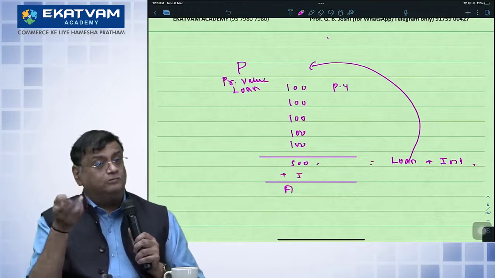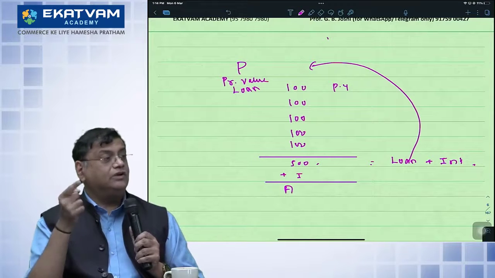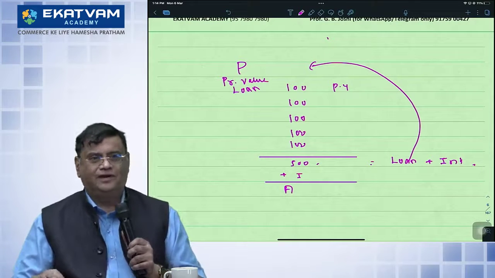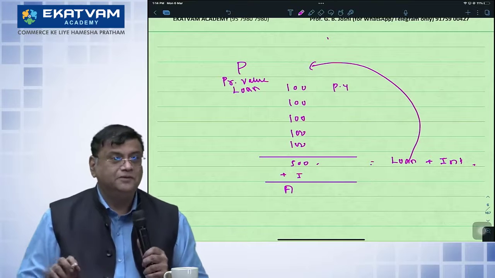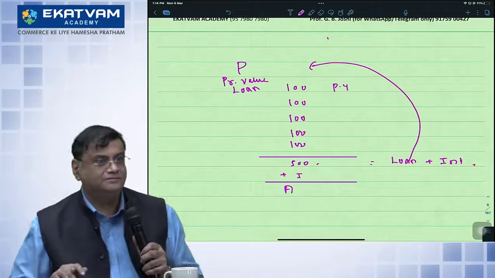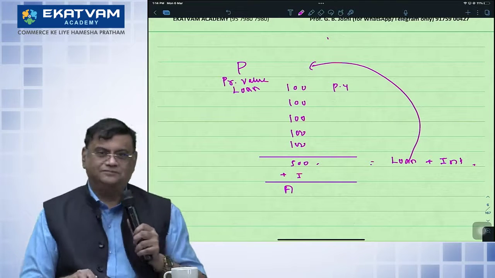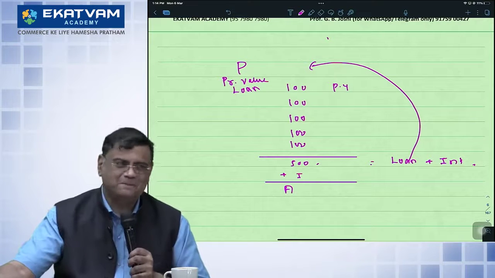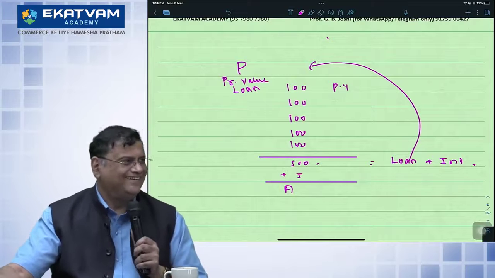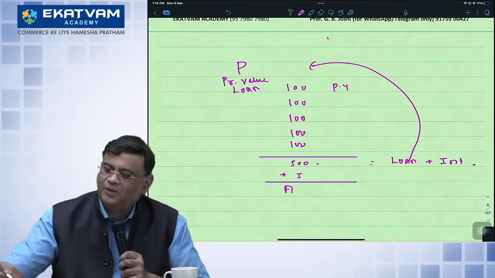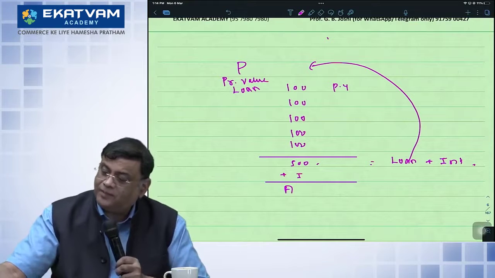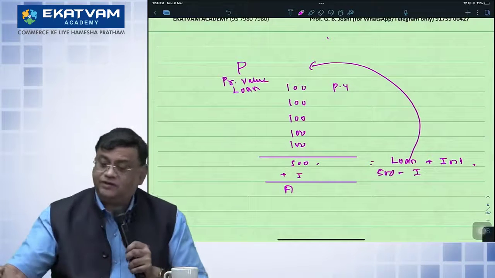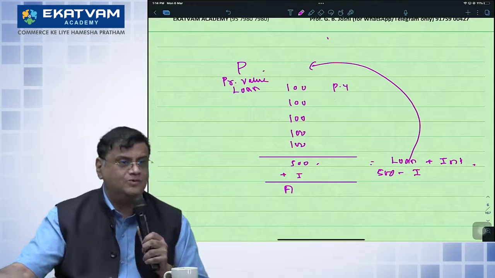500 you are repaying loan plus interest. That means your loan amount plus interest thereupon, that total is 500. So the loan amount will be this 500 minus the interest thereon. 500 minus the interest thereon will be the loan amount. So loan amount will be the lesser value.